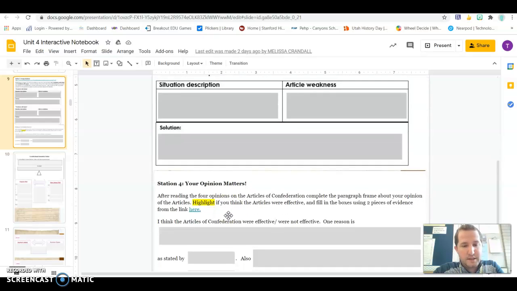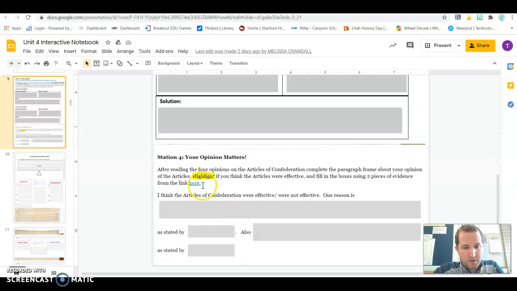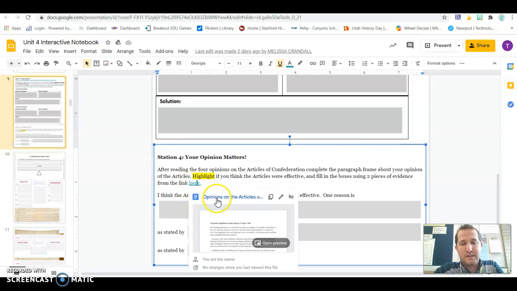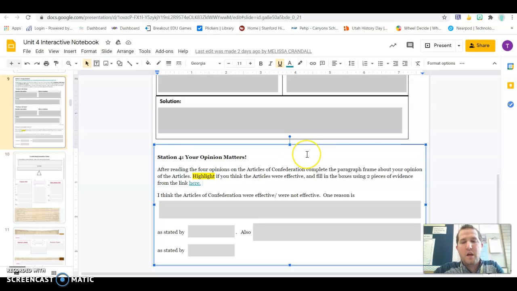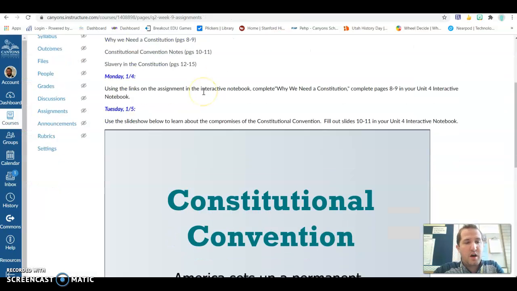And then finally, you're going to argue if the Articles of Confederation were or were not effective. You're going to highlight what you think, and you're going to put some evidence down from the link that you get here. So that's the first assignment you are doing this week.